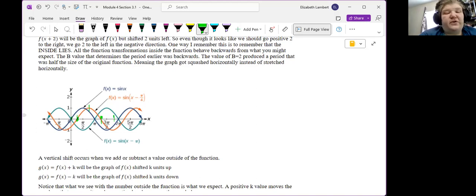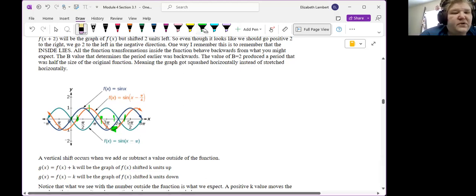Orange graph. The low point at 7 pi over 4. That's our 9 pi over 4 for our full complete cycle. That's a little more than a sine graph. All right.